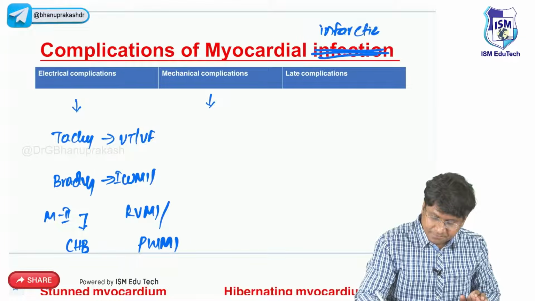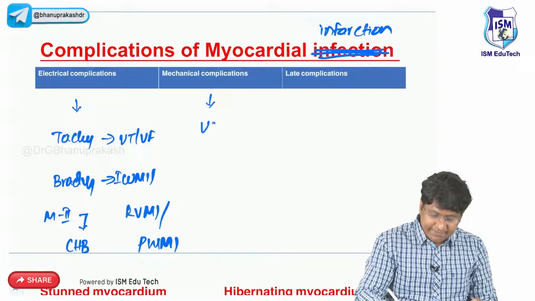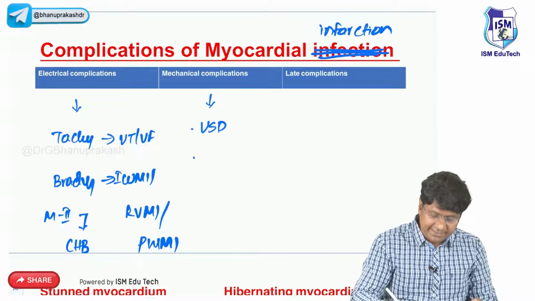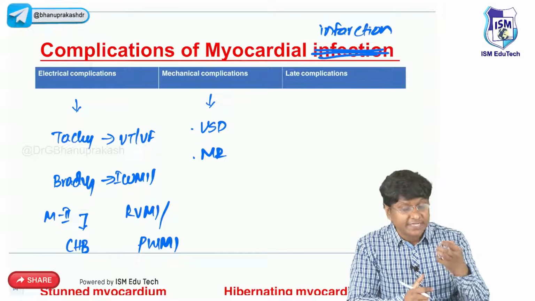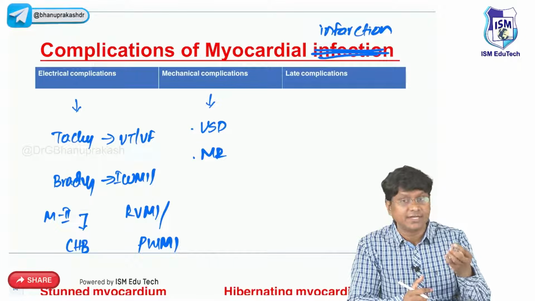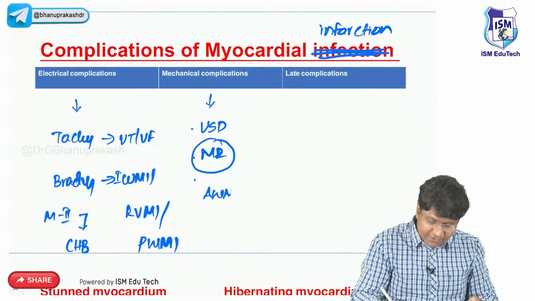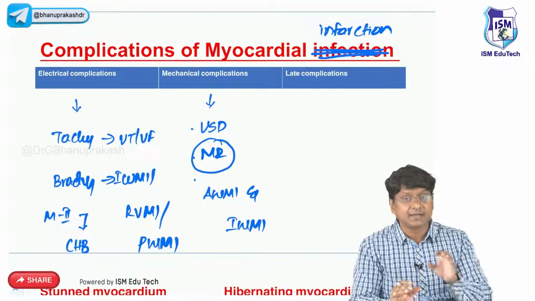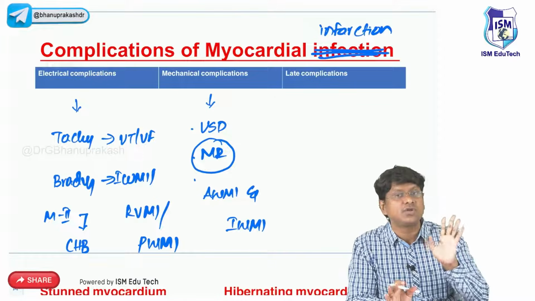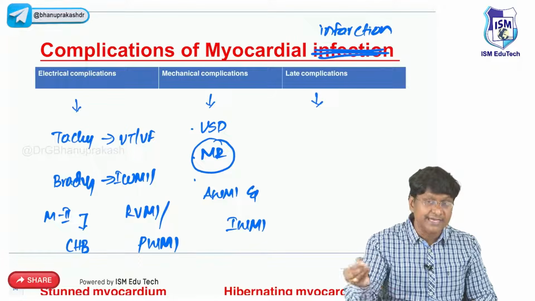Right. So the mechanical complications include the development of ventricular septal defect and the development of mitral regurgitation. And this mitral regurgitation is mainly because of papillary muscle rupture or chordae tendineae rupture. And this mitral regurgitation is very commonly seen in case of anterior wall MI as well as inferior wall MI. So these are the mechanical or structural complications that you will see in patients with myocardial infarction. Then what are the late complications?